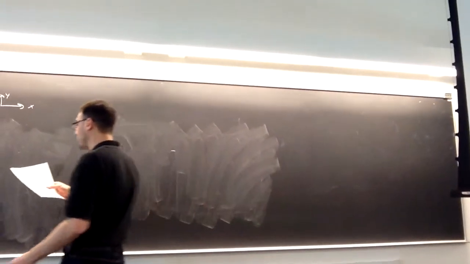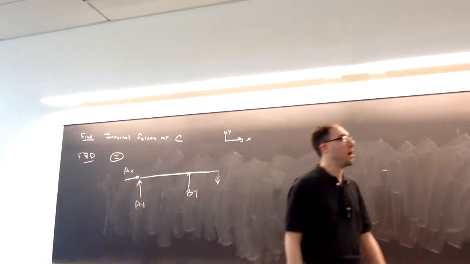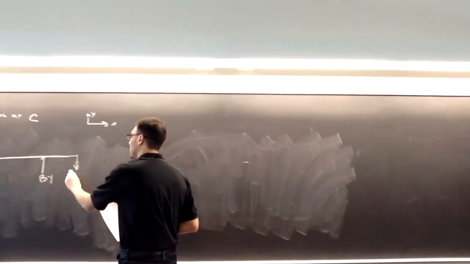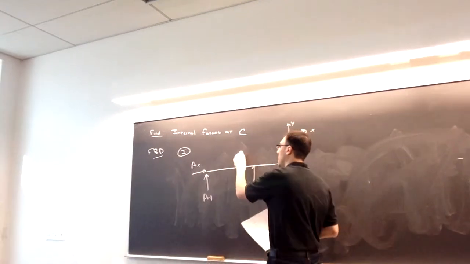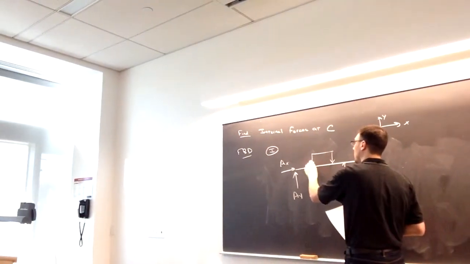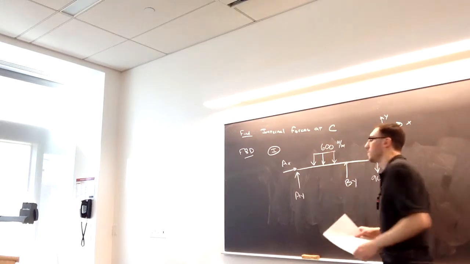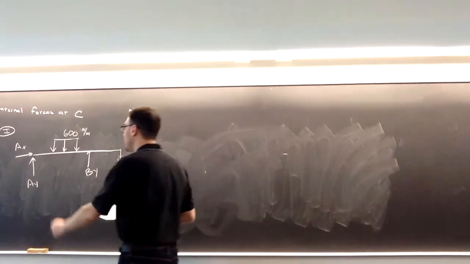So those are our reactions. We have an applied load of 900 newtons from that belt at D. And we have a distributed load acting on the shaft as well. So we need dimensions for this.